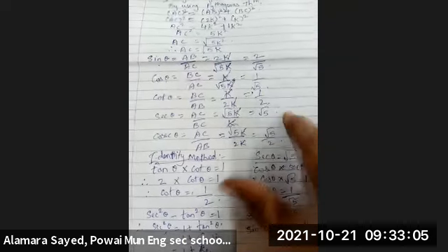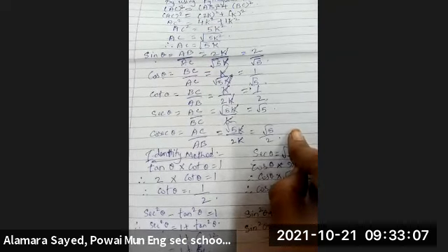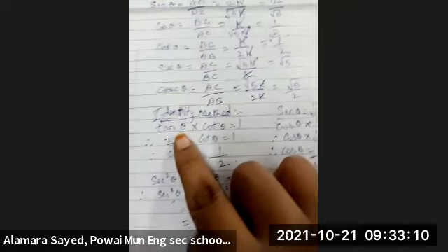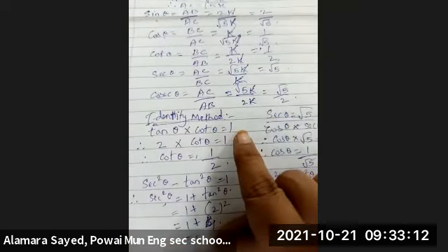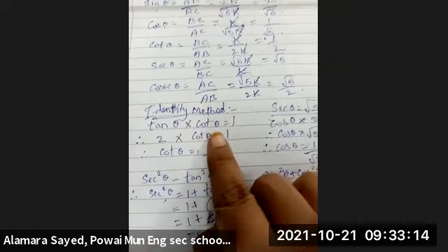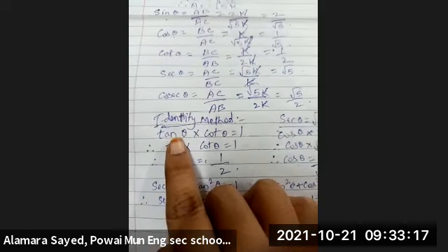Now we can solve using the identity method. In the identity method, tan theta into cot theta is equal to 1. This identity we know, so we can use this as we have the value of tan theta.